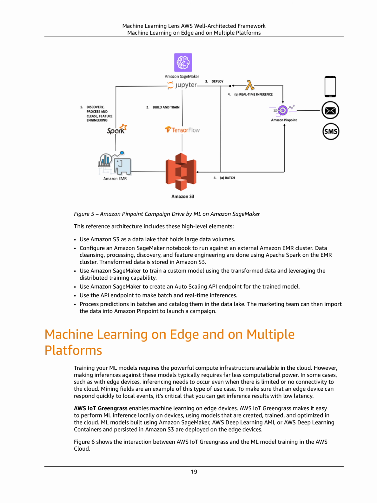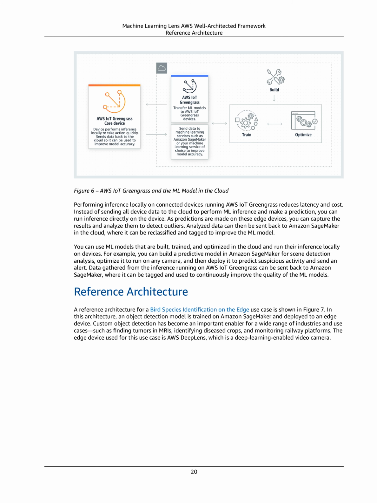AWS IoT Greengrass makes it easy to perform ML inference locally on devices, using models that are created, trained, and optimized in the cloud. ML models built using Amazon SageMaker, AWS Deep Learning AMI, or AWS Deep Learning Containers and persisted in Amazon S3 are deployed on the edge devices. Figure 6 shows the interaction between AWS IoT Greengrass and the ML model training in the AWS Cloud. Performing inference locally on connected devices running AWS IoT Greengrass reduces latency and cost. Instead of sending all device data to the cloud to perform ML inference and make a prediction, you can run inference directly on the device.